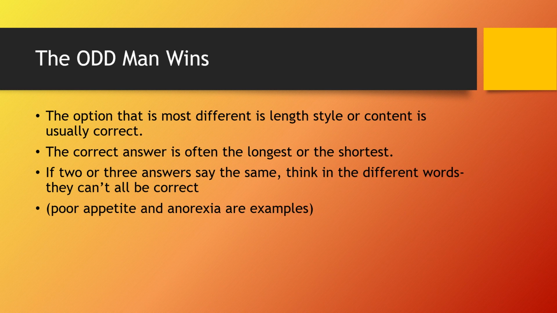Just like for this example, poor appetite and anorexia are the examples. Now, anorexia, you may think of a person that may be bulimic, but we use anorexia in oncology too, and anorexia can also be used for poor appetite for our cancer patients. So you got to know the content and know the context of how it's being used.